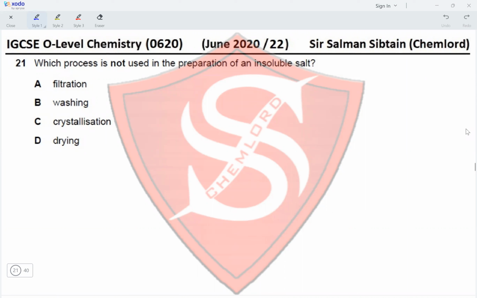So, if we are preparing an insoluble salt, we would need to filter it and then wash it and dry it. And obviously, we start off by mixing two soluble reagents to produce the insoluble salt. So, filtration is needed, washing is needed, crystallization is needed for preparation of soluble salts, not insoluble salts, and drying is needed. Therefore, the correct option for this question is option C.